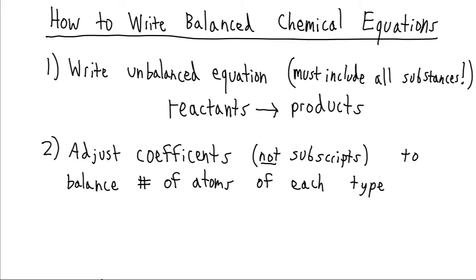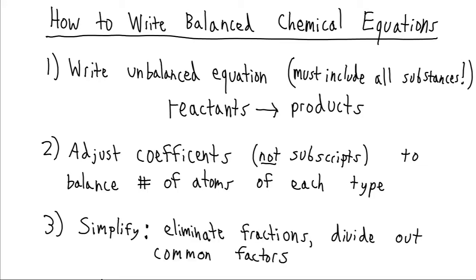Next, we're going to go ahead and adjust the coefficients. Not the subscripts. You can't change the quantity of atoms in a molecule. You can only change the number of molecules, which is represented by those initial coefficients. And you're going to adjust those coefficients to balance the number of atoms of each type. Have to have the same number of carbons, the same number of oxygens, the same number of hydrogens, etc.